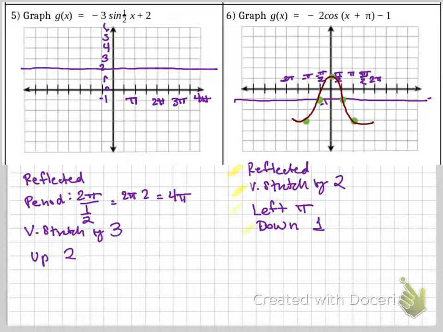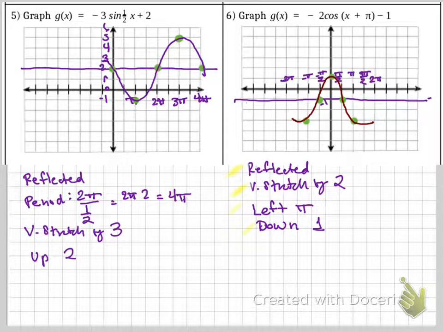So we know that sine starts at the midline. Then it's stretched by 3, so I'm going to go down 3, 1, 2, 3, at the pi value. Then it goes back up to the midline at 2 pi. Then it goes up 3, 1, 2, 3, at 3 pi, then it's back at the midline at 4 pi. So this is what the graph should look like.